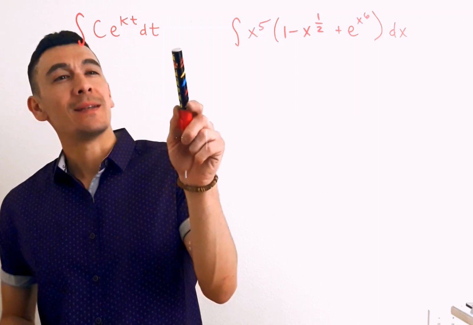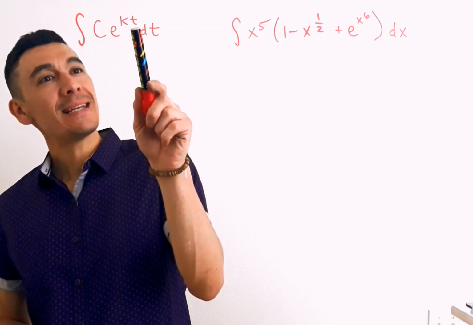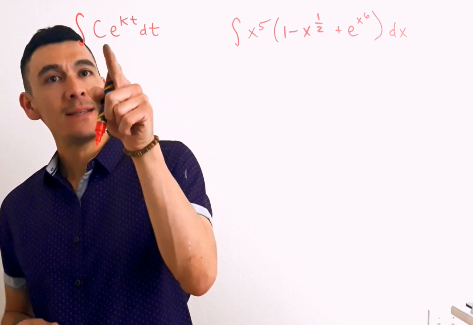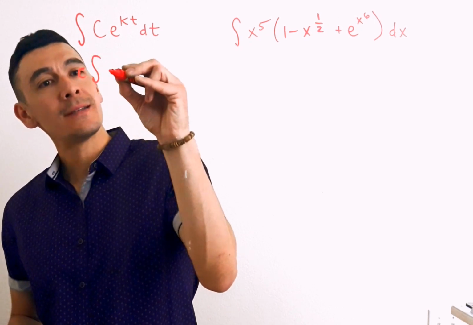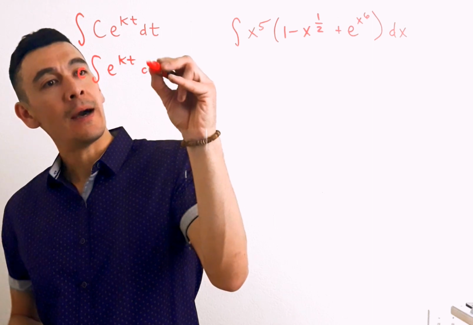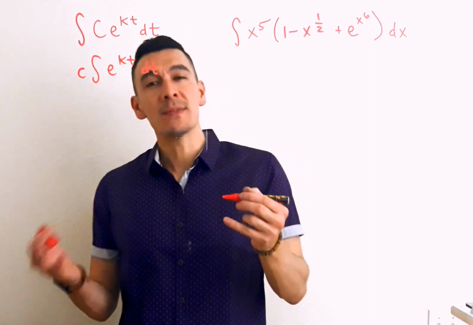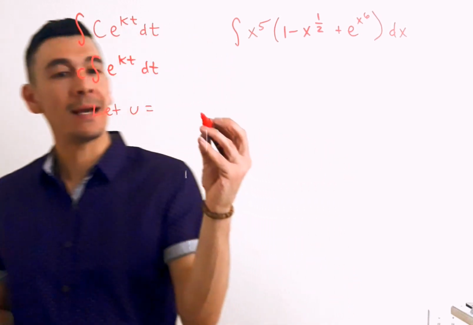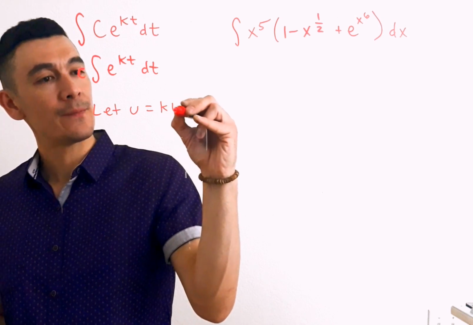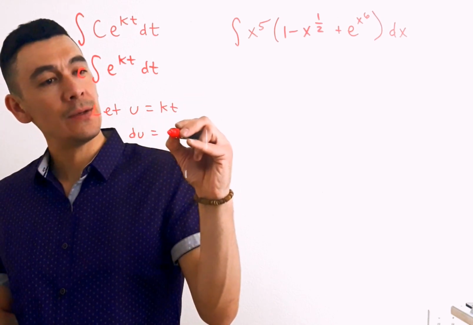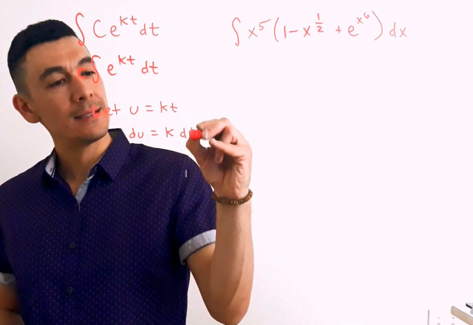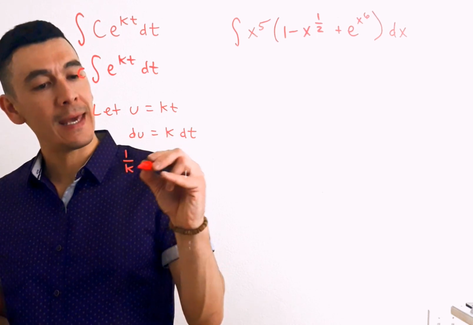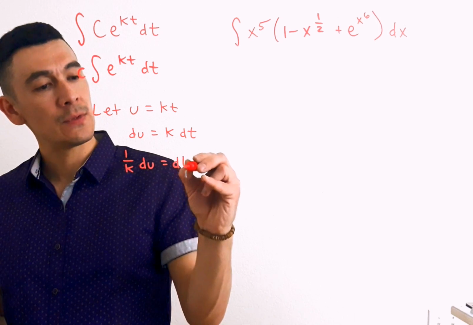Okay, so for this first one, since it says dt, that implies that t is the variable and c and k are constants. So for that reason, let me take a c out to the front, just to get it out of the way. Now, perhaps we can make a u substitution, where we let u equal kt. And if that's the case, du equals k dt. Now I can divide the k underneath here, so that 1 over k du equals dt.